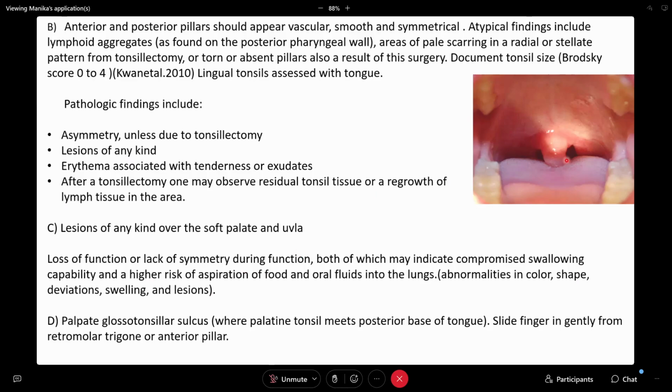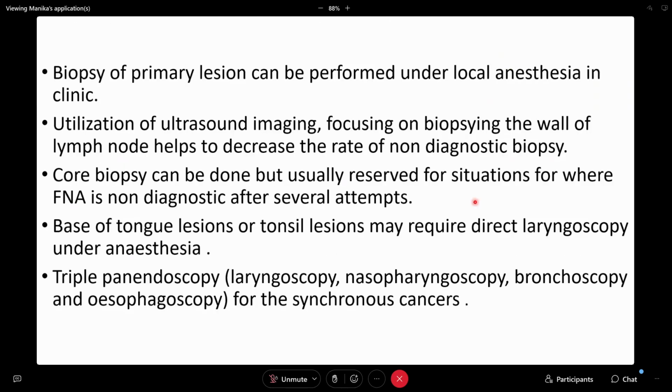In this picture, there is an enlargement of the uvula. Then palpation of the glossotonsillar sulcus, where the palatine tonsil meets the posterior base of the tongue. Biopsy of the primary lesion can be performed under local anesthesia in clinics. Utilization of ultrasound imaging, focusing on biopsying the whole of the lymph node, helps to decrease the rate of non-diagnostic biopsy. Core biopsy can be done, but it is usually reserved for situations where FNA is non-diagnostic after various attempts.